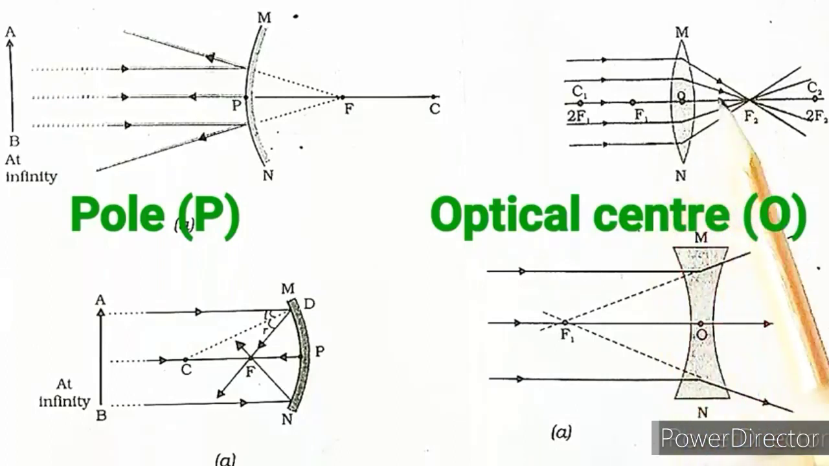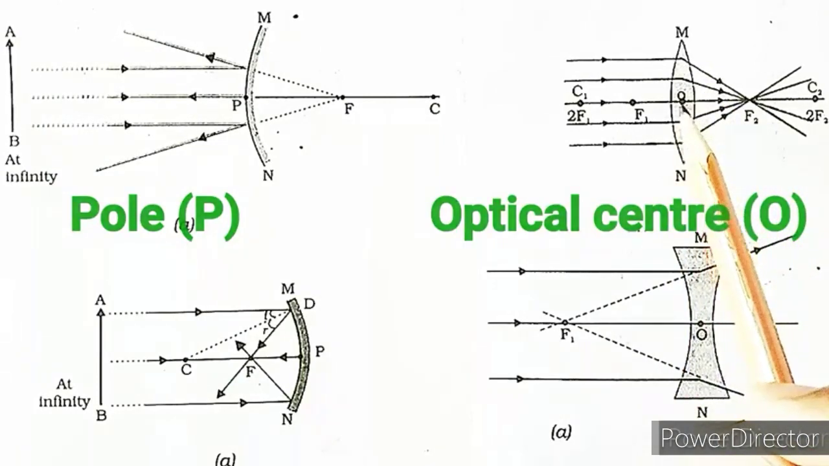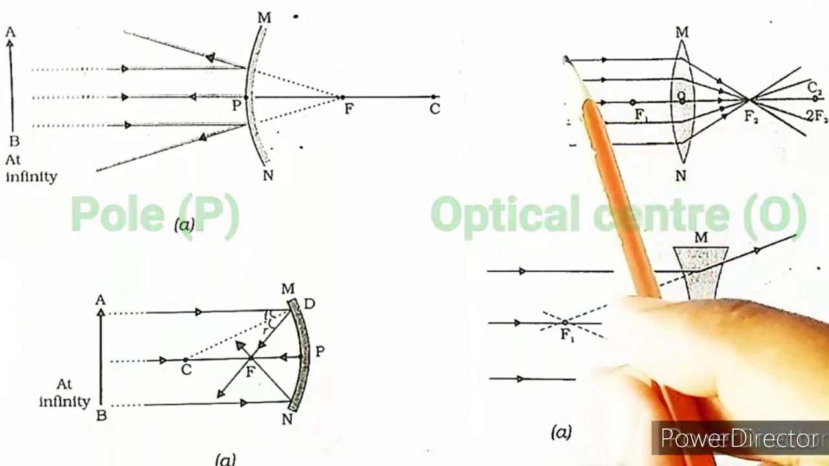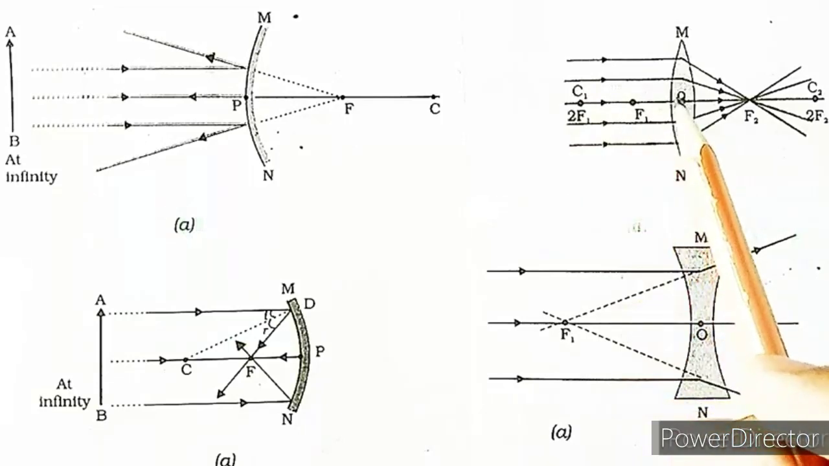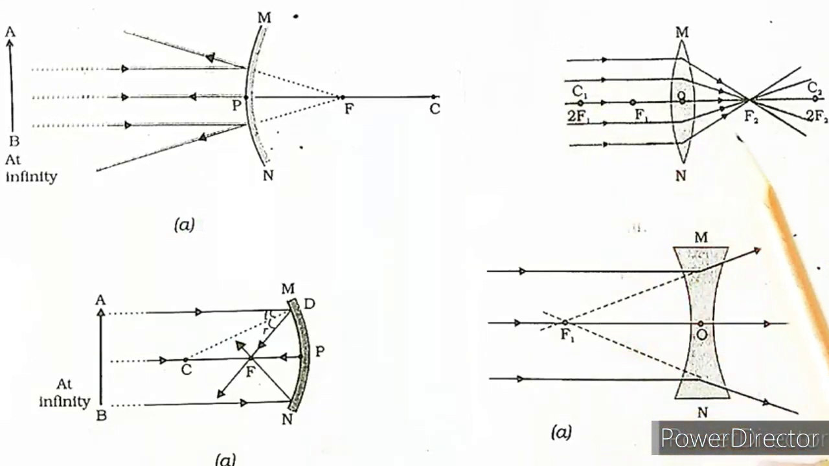Same way for the lenses, it's not pole. The center of the refracting surface is called the optical center. It's marked as O, optical center. So a ray of light passing through O will come out without any refraction, without any deviation. It will pass straight through this.